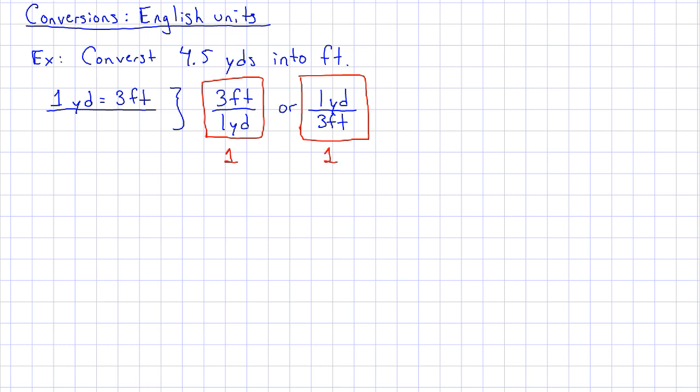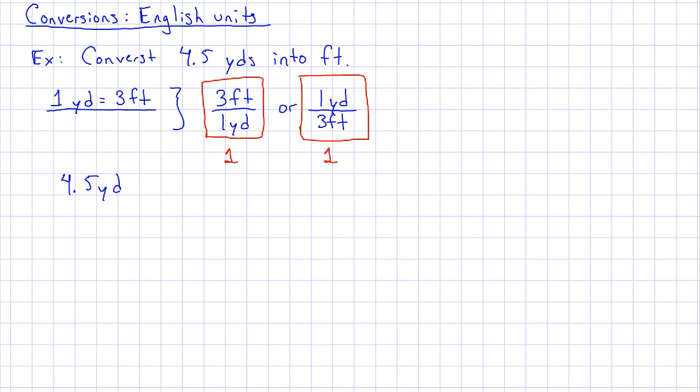And that's important because when we do the conversion, we want to change the way something looks without changing its value. We do this a lot in mathematics. In order to do that, we multiply by 1. So we're changing the way 4.5 yards looks without changing its value. So let's continue with our example. I need to multiply 4.5 yards by one of these two fractions, 3 feet over 1 yard or 1 yard over 3 feet.